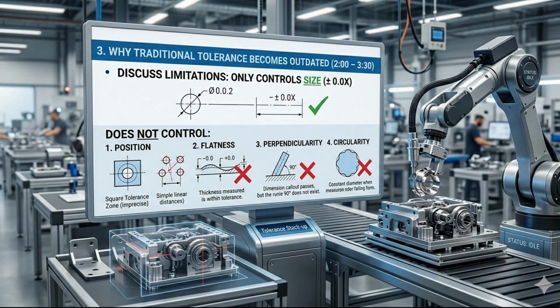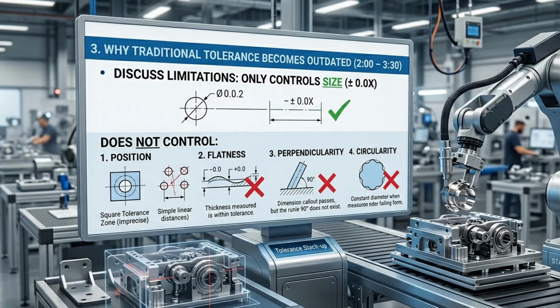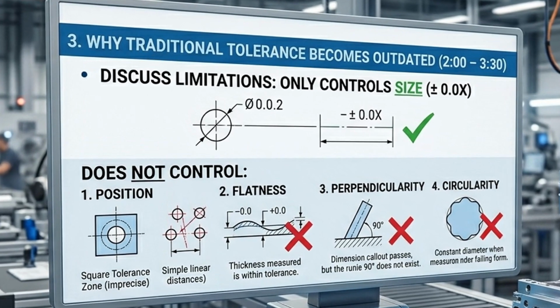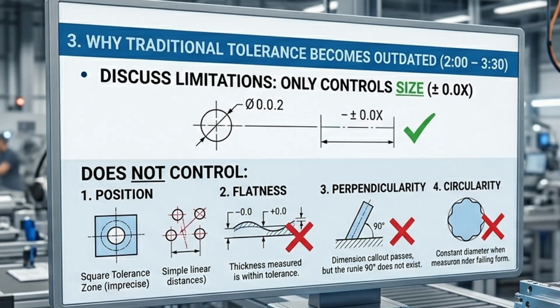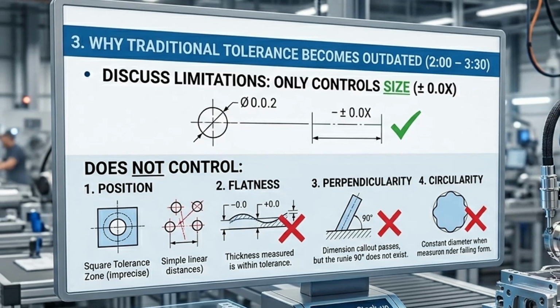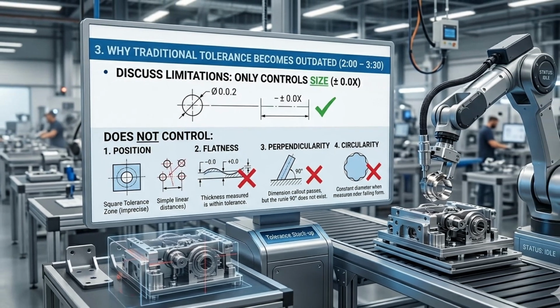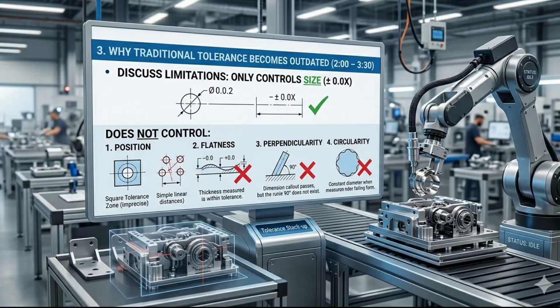Why? Because it only controls size, like length or diameter. But in real manufacturing, size alone doesn't guarantee function. What about position of the hole? What about flatness of the surface? Is the part truly perpendicular? Is the shaft perfectly circular? If these are wrong, even a correctly sized part can fail. That's why traditional tolerance becomes outdated, and GD&T becomes essential.